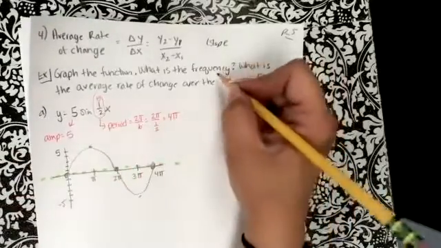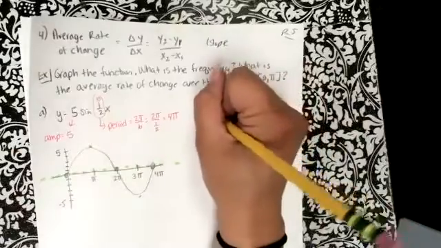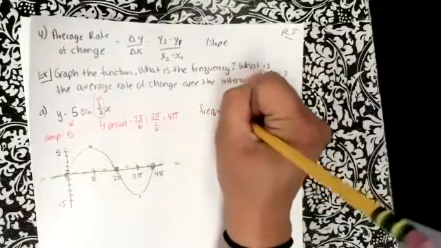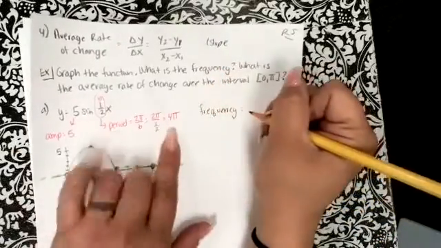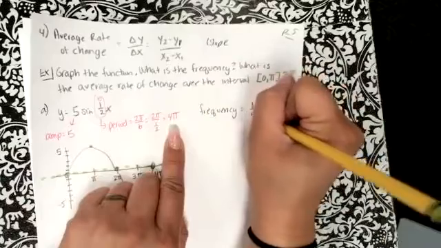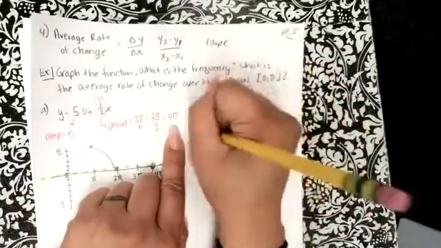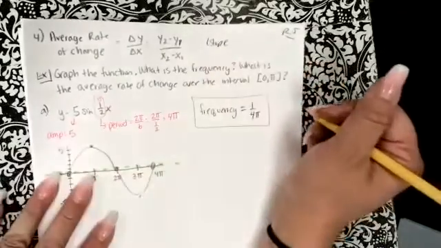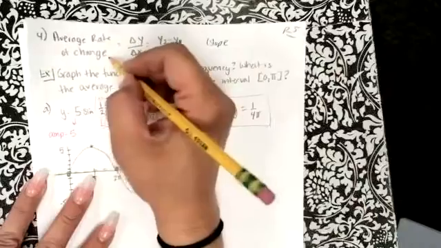Now, the first part of the question says, what is the frequency? Remember that the frequency is the reciprocal of the period. So instead of 4 pi, it's 1 over 4 pi. There's the frequency. Now we are looking for the average rate of change.